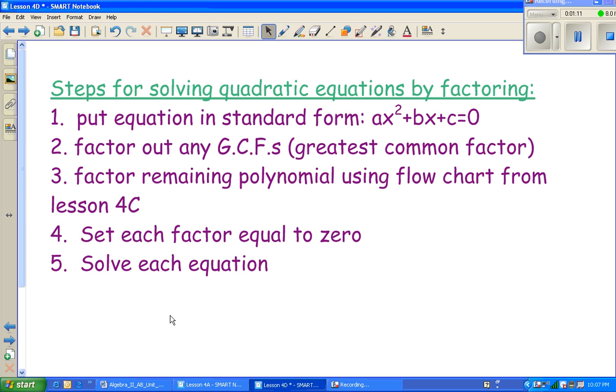Okay, our steps for solving quadratic equations by factoring: you first want to make sure that you've put the equation in standard form. So you'd be in ax squared plus bx plus c equals 0 format. You want to be in descending order, meaning your highest exponent down to the constant, equal to 0. And then you'll factor out any greatest common factors that exist. And then using the flowchart that you used in Lesson 4C, you'll factor out the remaining polynomial. Once you have everything factored completely, you'll take each individual factor, set it equal to 0, and solve each equation accordingly.